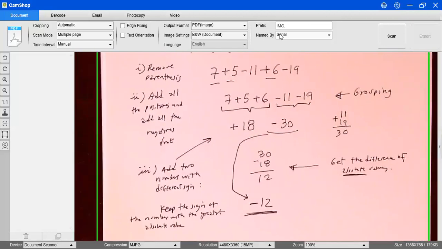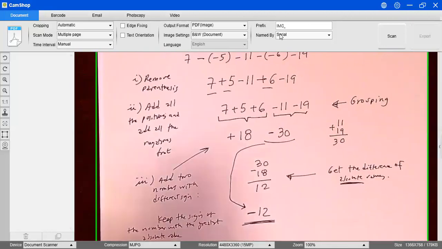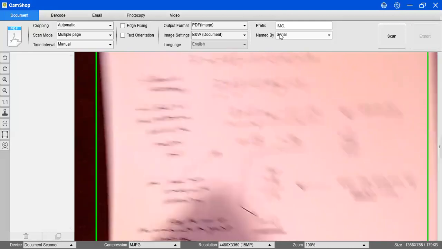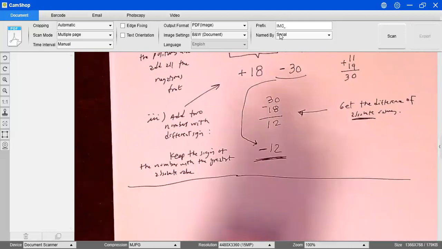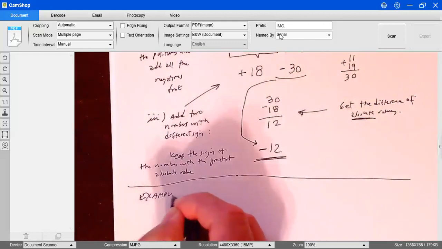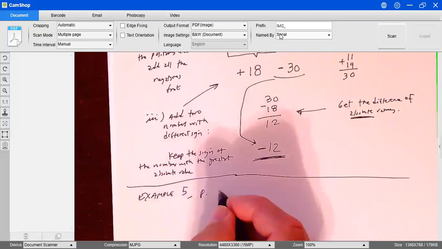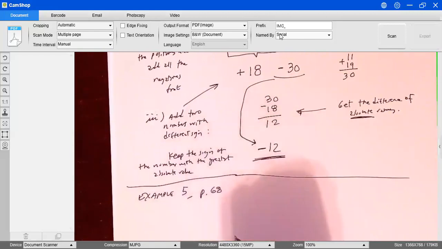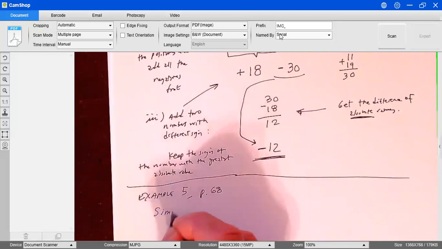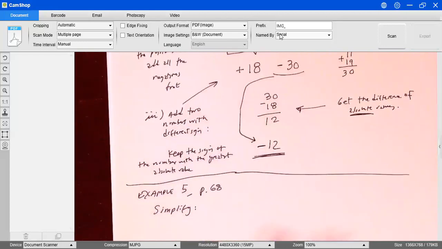So this is example 3. So now we're going to work one more example, and then you have work to do. So this is going to be the end of section 1.6. So we're going to work now example 5. So let me write here example 5. It's on page 68. This is about simplifying algebraic expressions.